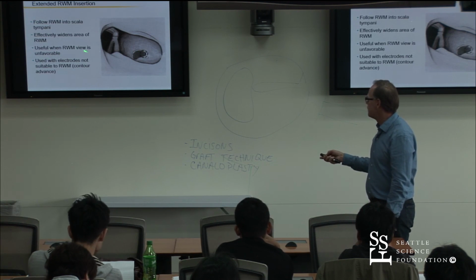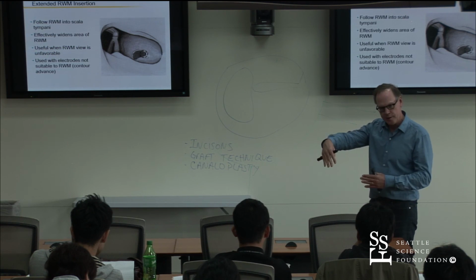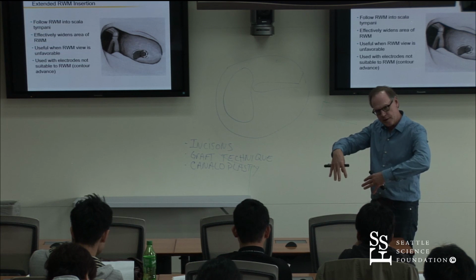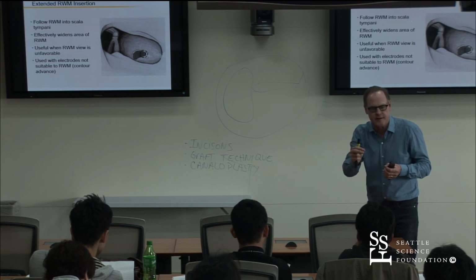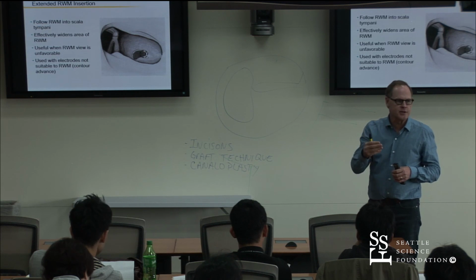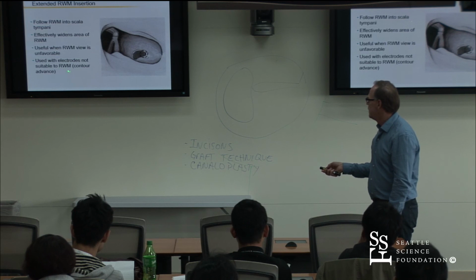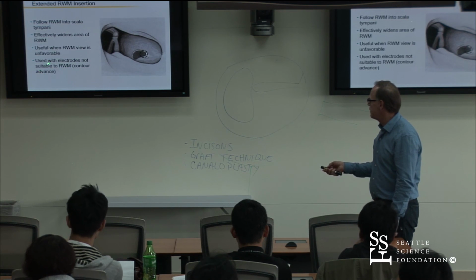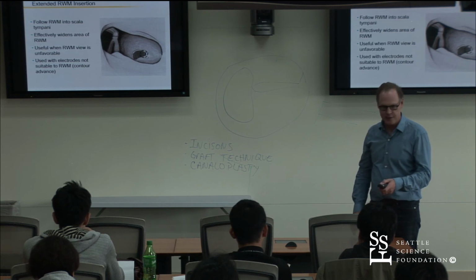This is very useful when the round window membrane view is unfavorable. Sometimes the round window membrane is hidden or angled, and you can't see it well. But if you see just a margin of it, it's your landmark, and you can just extend it and make it bigger. And it's used when the electrode is not suitable for round window membrane approach, like the Contour Advance.